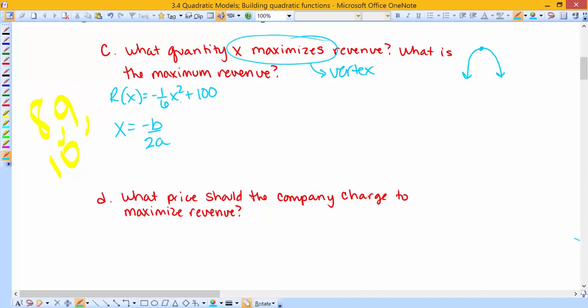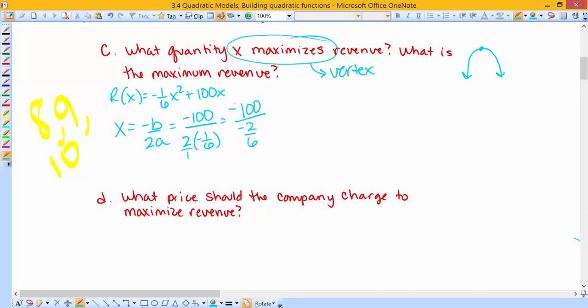So I now am able to find the x coordinate of my vertex. So this is negative 100, negative b, over 2 times negative 1/6. You're welcome to do this in your calculator. I'm going to do some mental math here. 2 over 1, so this is negative 2 over 6.